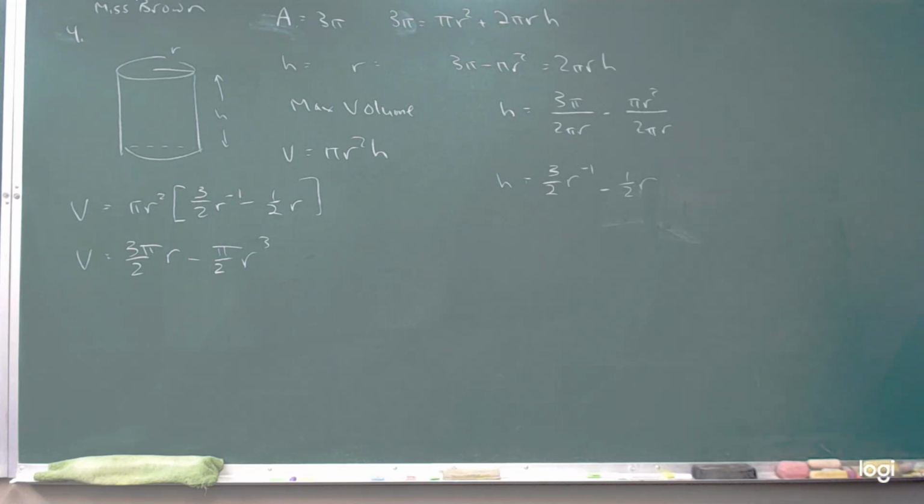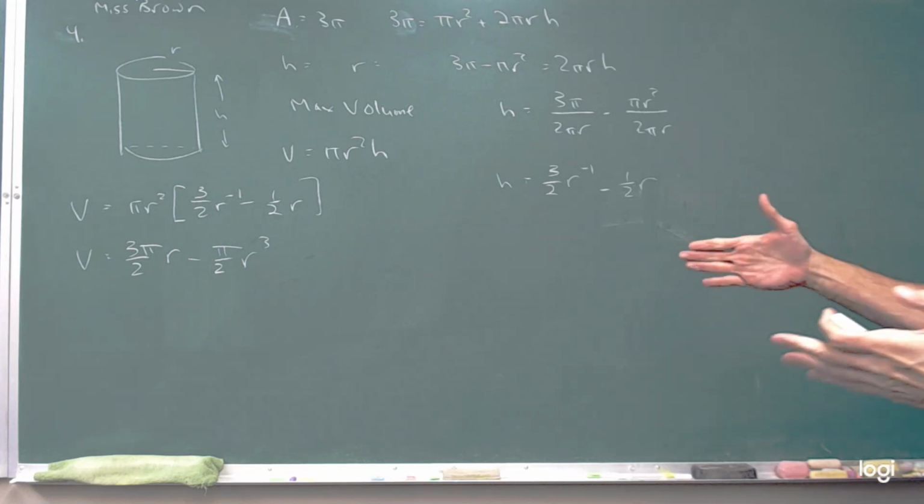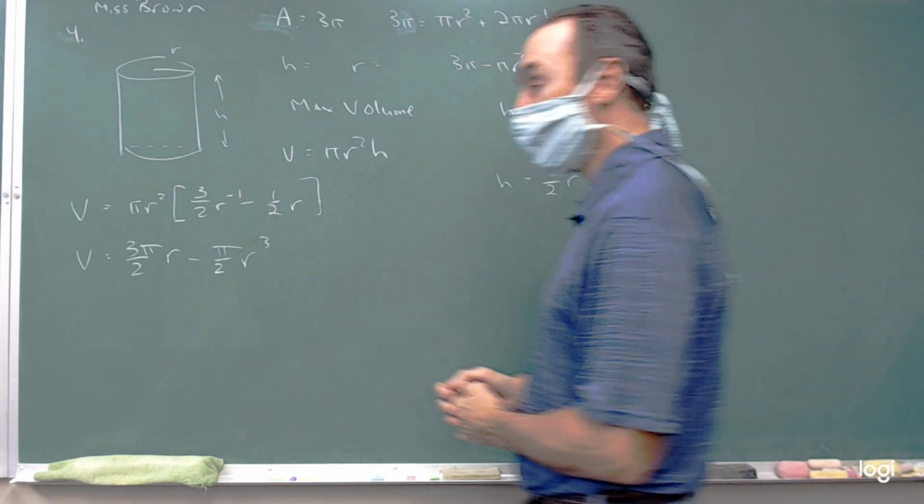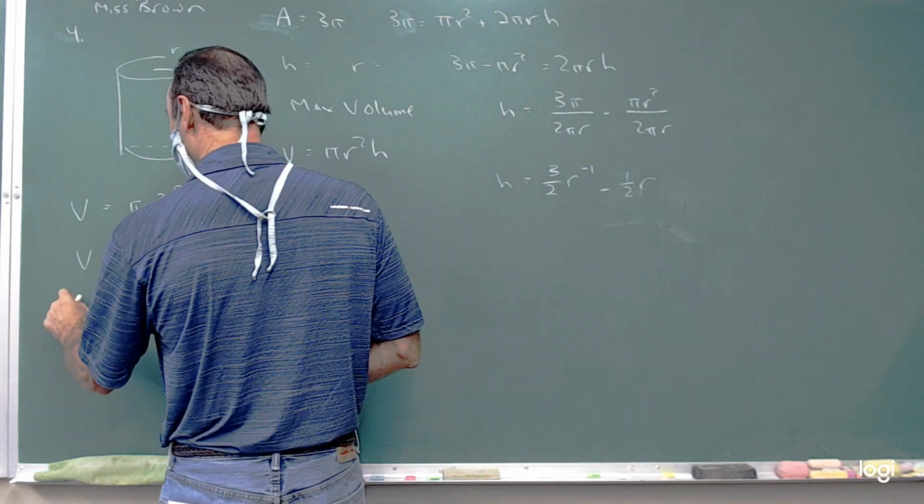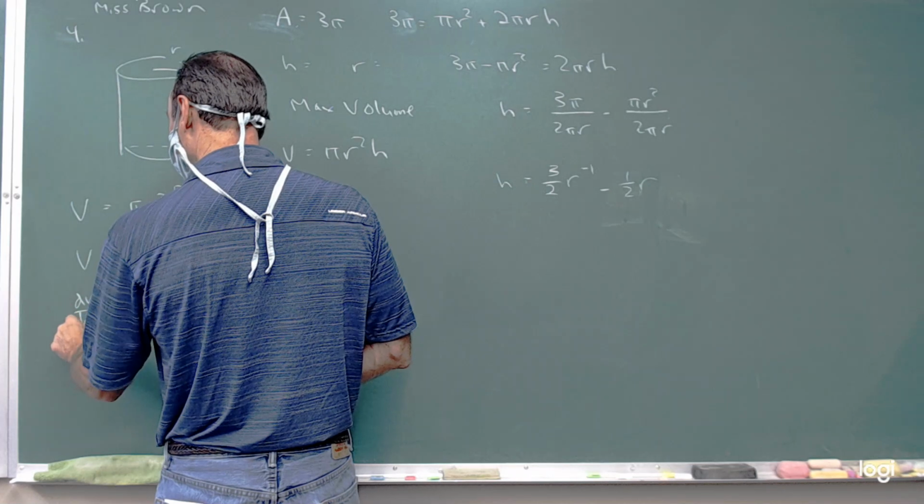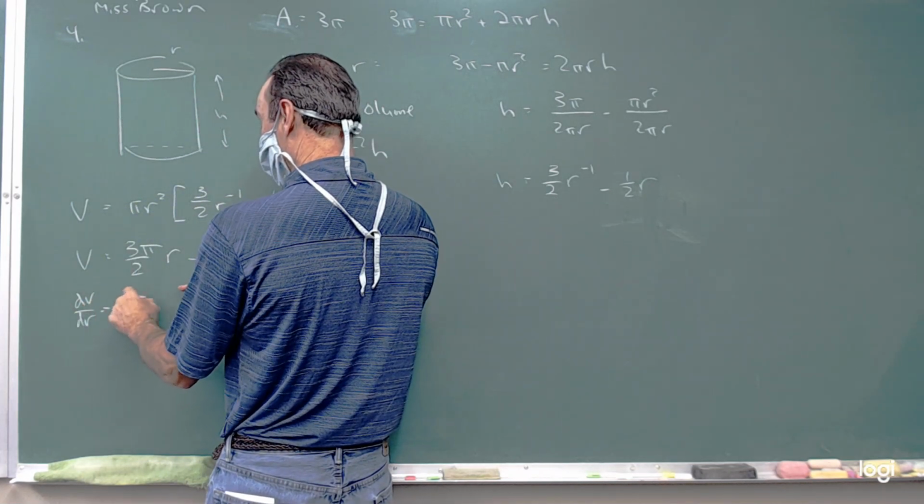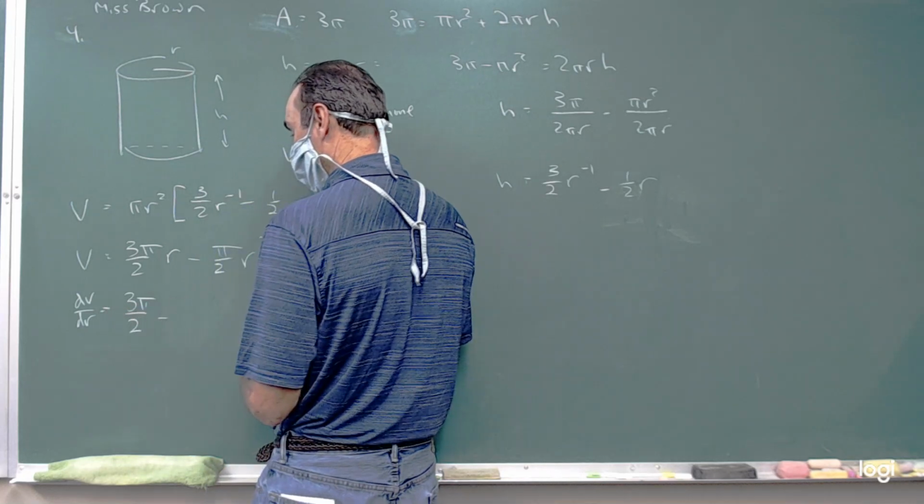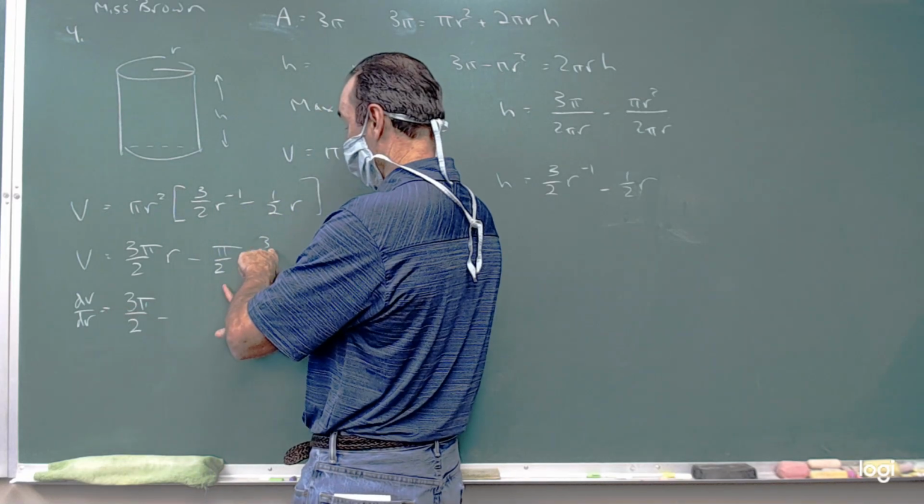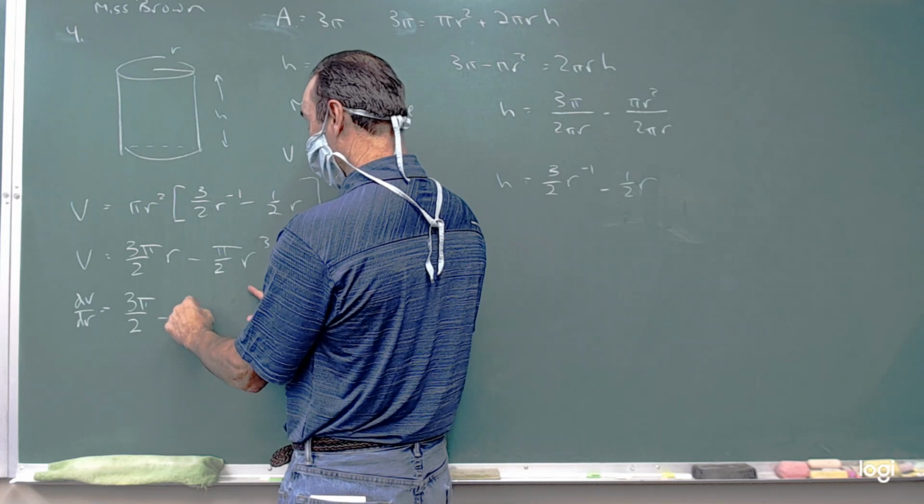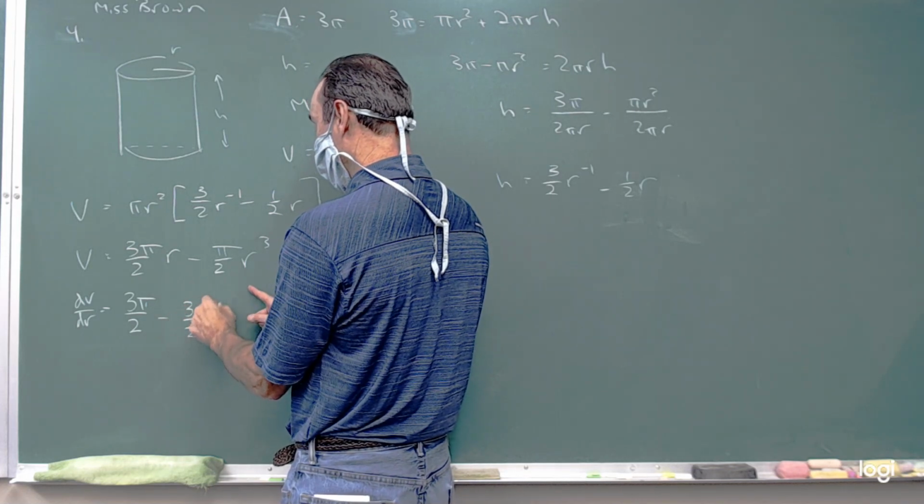Okay, now here we go. We're going to take the derivative of the volume here with respect to r. So you call it v prime or dv dr, whichever you want. The r is the independent variable. So that's going to be 3 pi over 2 minus, and bring the 3 in front, so that's another 3 pi over 2 r squared.